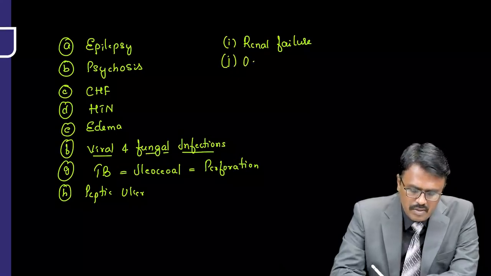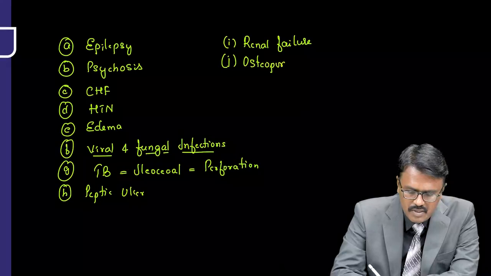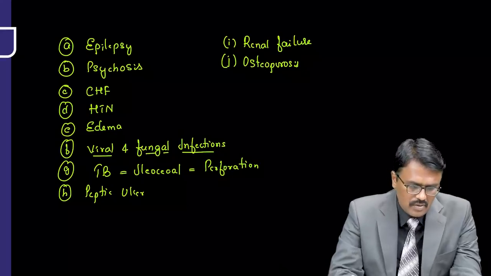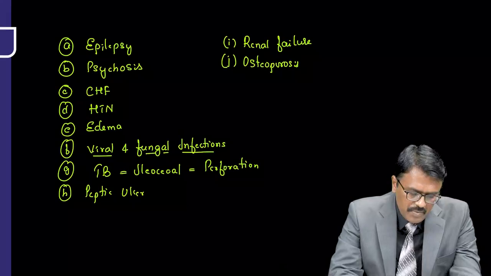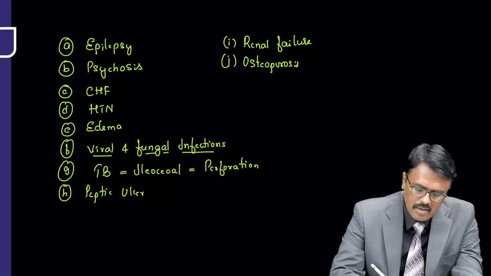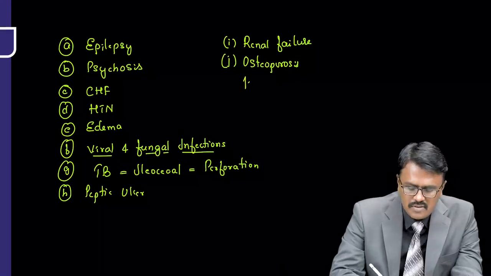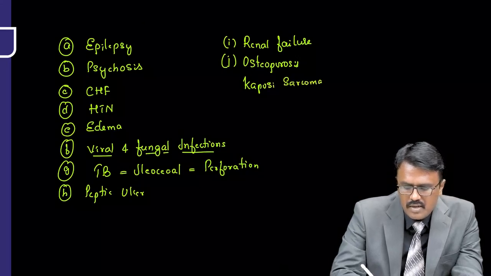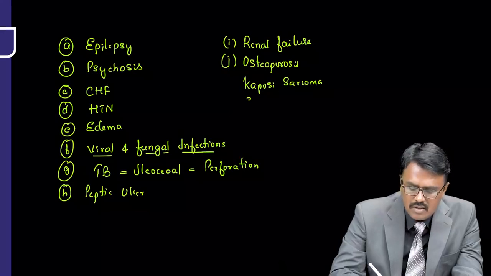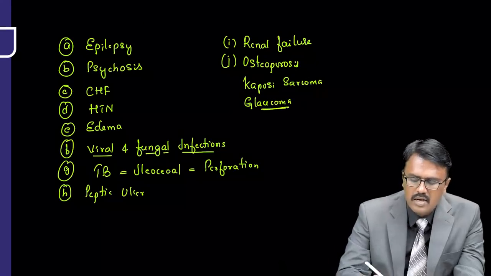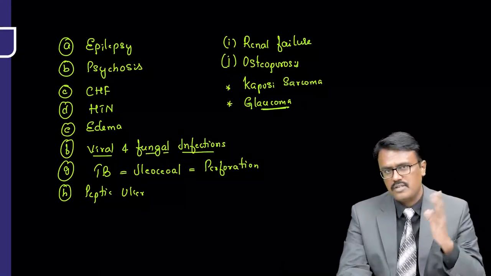Then they are not used in a patient with osteoporosis. Now you know that steroids themselves can cause osteoporosis and increase the risk. So again, telling you: epilepsy, psychosis, CHF, hypertension, edema, viral and fungal infection, TB, peptic ulcer, renal failure, osteoporosis. And tell me, what is the cancer where we should not use them? It is called Kaposi sarcoma. And can we use it in a patient with glaucoma? No, because topical use of steroids themselves increases glaucoma. So these are the other contraindications of steroids.